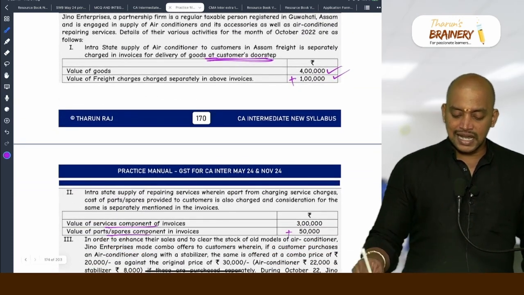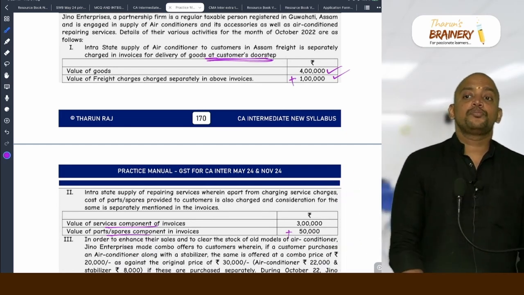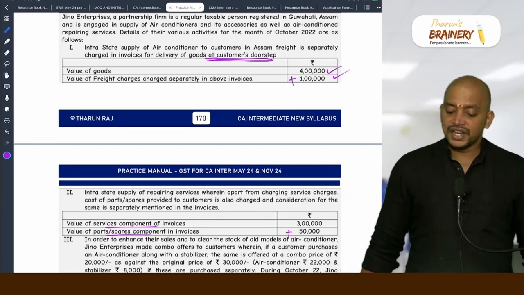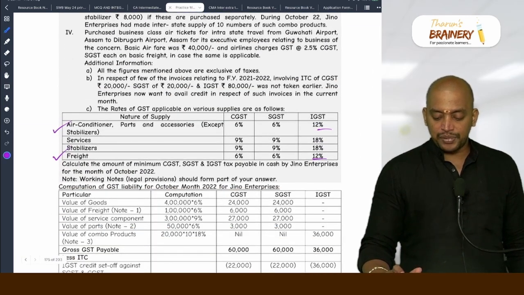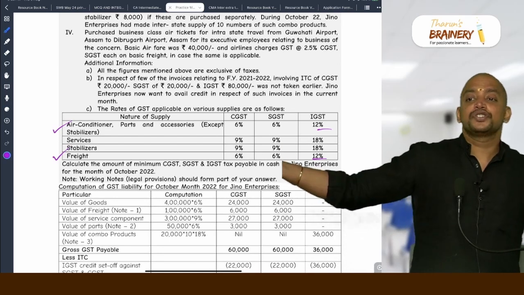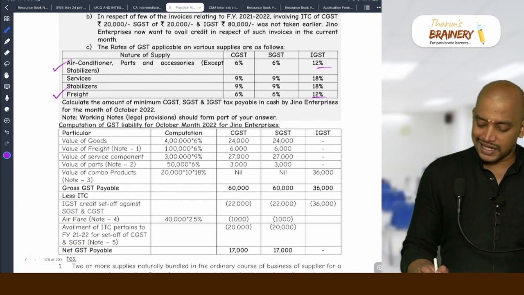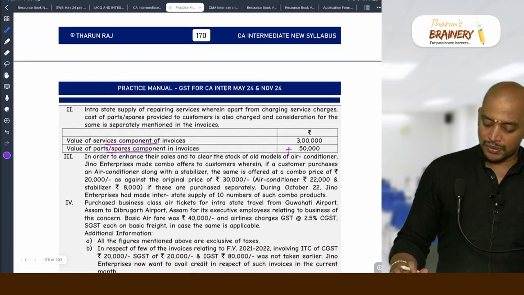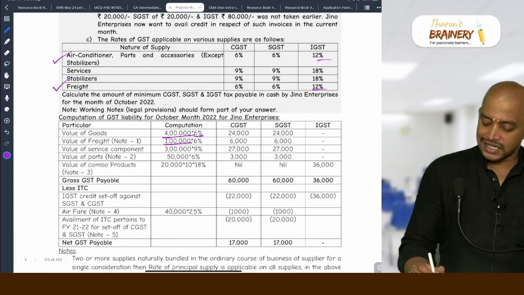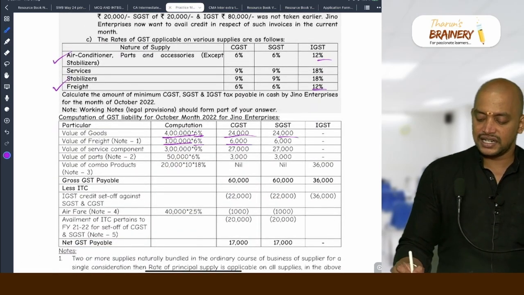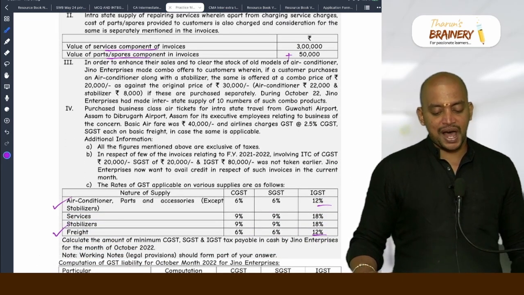Now this AC, sale of AC and freight, composite supply or mixed supply? Composite supply, because they are delivering to the customer's doorstep. So therefore it is composite supply. And what is the rate that will be applicable? 12%. There is no confusion in the rate, so directly we will take 12%. So 4 lakhs and 1 lakh will be taxable at 12%. It is given clearly as intrastate. That's why CGST, SGST 6%. Is it clear here? Then value of service component in invoice 3 lakhs, parts and spares.